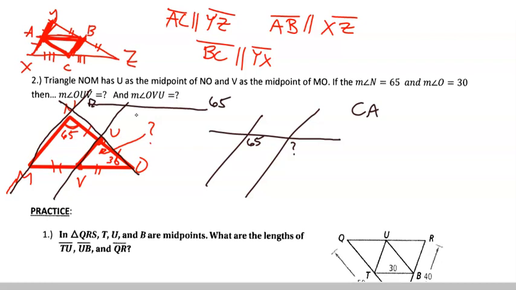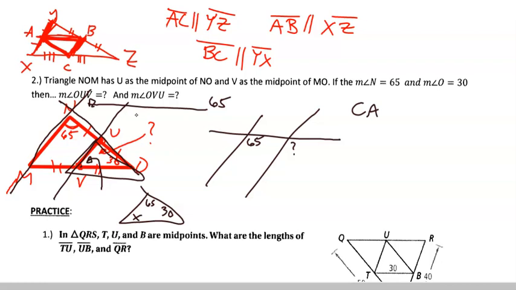It then wants to know what OVU would be. What is this one? How the heck am I going to do that? Well, I am going to do it by looking at this triangle and saying we knew that this one was 30 degrees. We just found out that this one was 65, and we want to know what that is. What is the thing in the geometry toolbox which is going to tell us the leftover angle inside of the triangle?